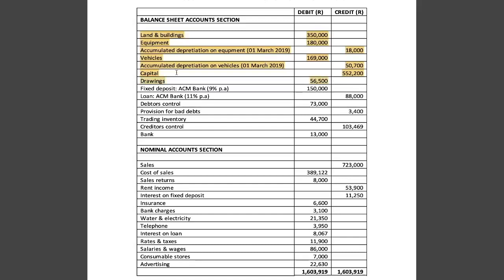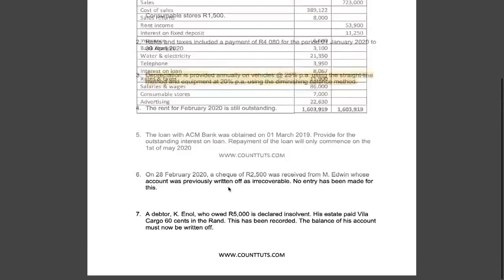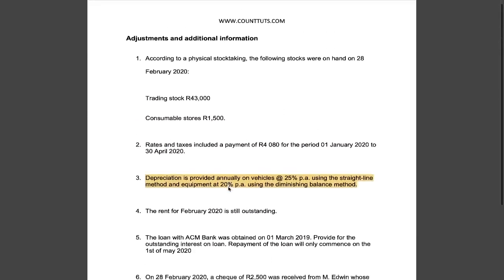Okay, next thing we move to is the fixed deposit. We are told that the fixed deposit is at 9% ACM Bank and it's 150,000 rand. Now, very important for you to remember this. Fixed deposit, if it's for longer than 12 months, it's a non-current asset. But if it's for less than 12 months, or if it matures in less than 12 months, then it becomes a current asset. I hope you know that already. So let's go to our additional information and see what they say about the fixed deposit.